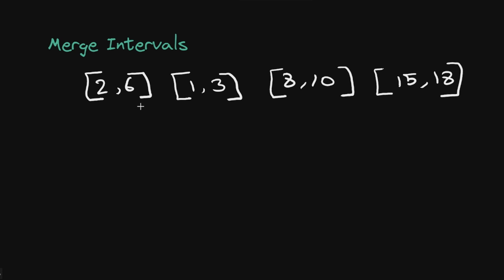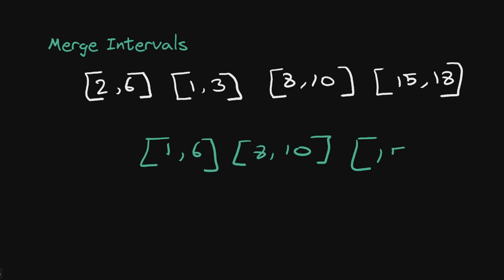And so if we merge these two items over here, this is what the final output should look like. If we merge 1 comma 3 and 2 comma 6, and we try to extend it as much as possible, it would come out to be 1 comma 6. This would just be 8 comma 10, and this would be 15 comma 18. And so as you can see, in order to get the output, we have to rely on overlaps.